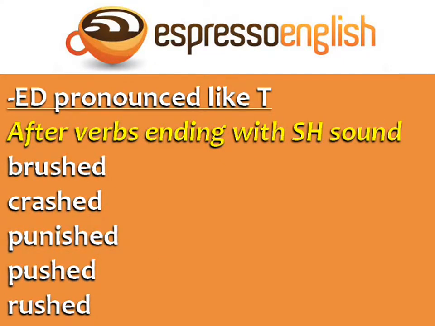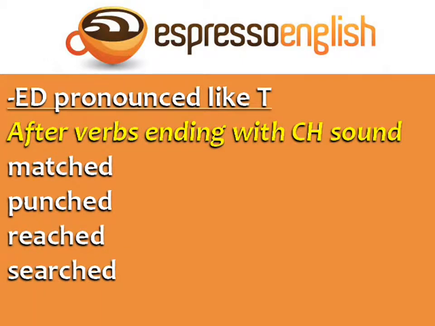ED is pronounced like T after verbs ending with an SH sound. Brushed, crashed, punished, pushed, rushed, and after verbs ending with a CH sound. Matched, punched, reached, searched.